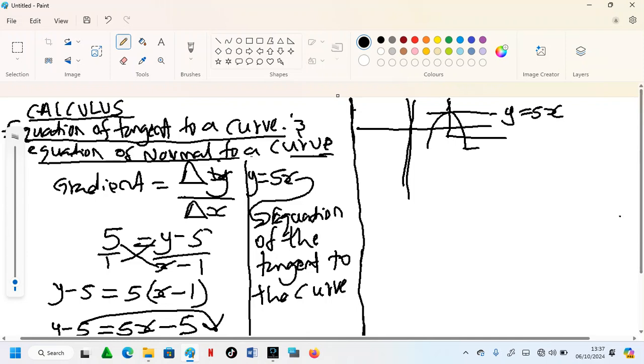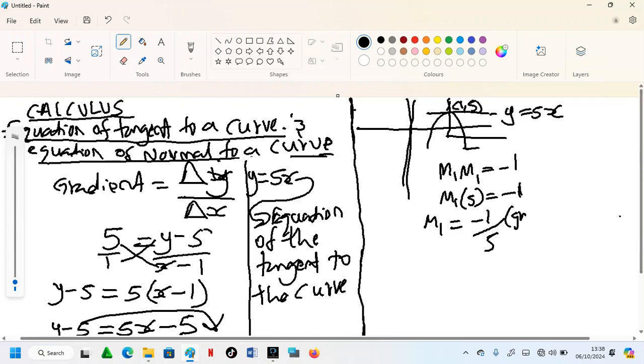So when two lines are perpendicular, there's a relationship about their gradients. The product of their gradients is always -1. We know that they all share the point 1, 5. The curve, the tangent to the curve, the normal to the curve, they all share the point 1, 5. So to get the gradient of the normal, I will need to multiply the gradient of the normal times the gradient of the tangent, which is 5, right? And the property says that their product should be equal to -1. So that m1 is going to be -1/5. This is the gradient of the normal, because the normal is perpendicular to the tangent.